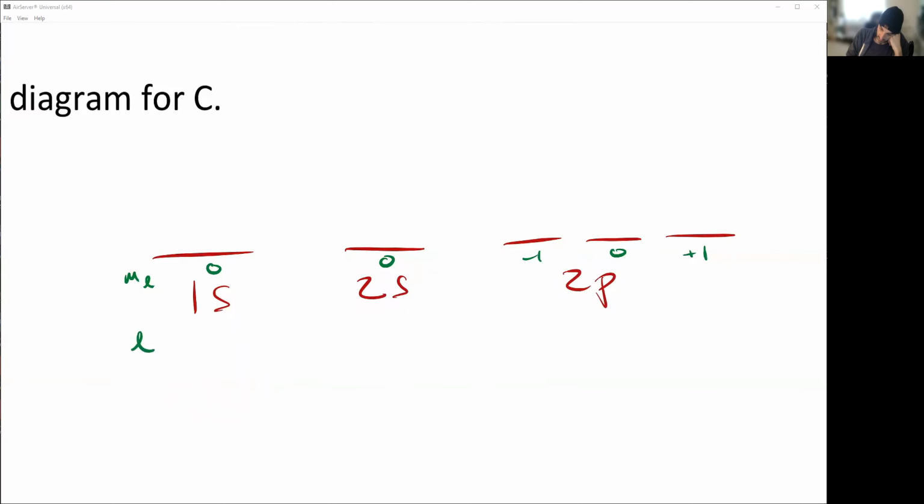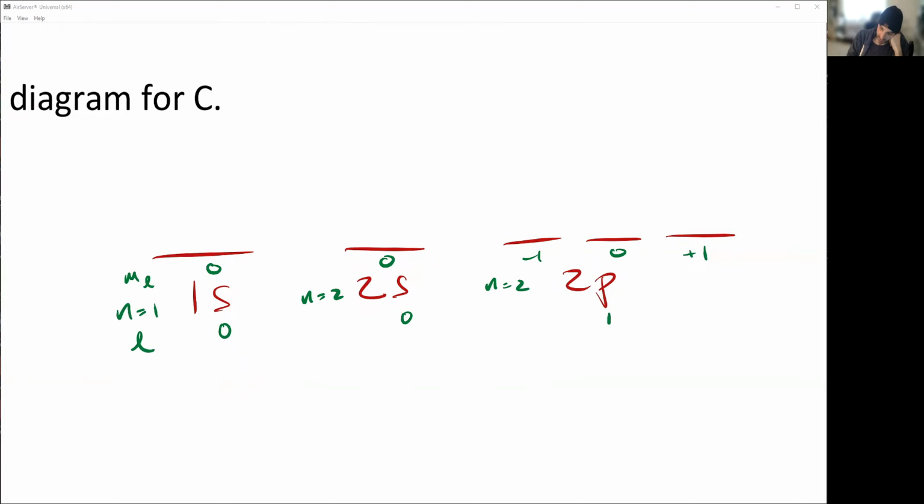The L values for these are 0, 0, and p is equal to 1. And then the n values are out front. So n equals 1 for this, n equals 2, n equals 2 for the rest of those. Okay, so we can always determine the quantum numbers, which we're going to do in just a second.